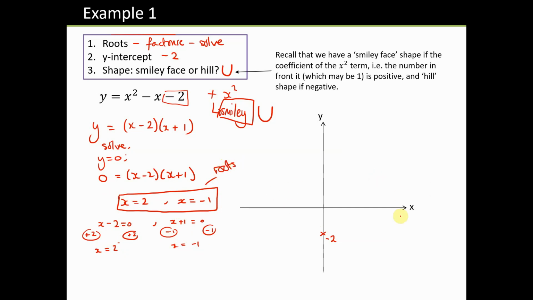I'm going to cross them off, try and get it roughly to scale, but it's not so important. 2 and minus 1. I then just need to do a U shape through these. So starting somewhere up here, it doesn't have to be perfect, just make sure you get your 3 points in there. And if you're a bit off, you can always rub it out and redraw your cross so it looks nice.